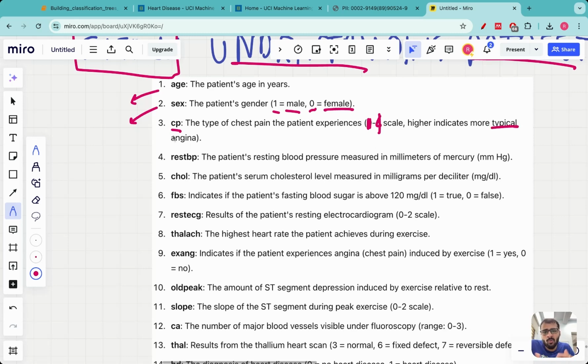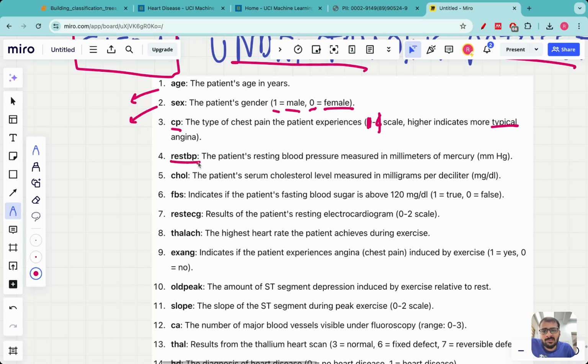So you don't need to know what angina means, but just know that CP is a type of chest pain which the patient experiences, and it's on a scale of 1 to 4. 4 means that the chest pain is the highest, 1 means that the chest pain is the lowest. Rest BP is the patient's resting blood pressure, which is measured in millimeters of mercury. The variable CHOL is the patient's serum cholesterol level, which is measured in milligrams per deciliter.